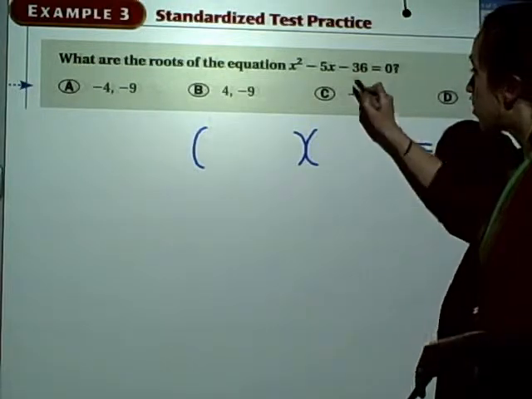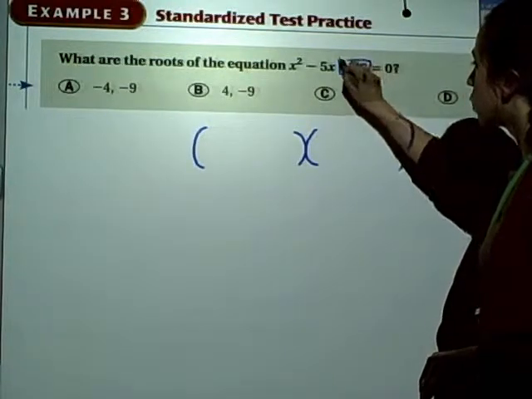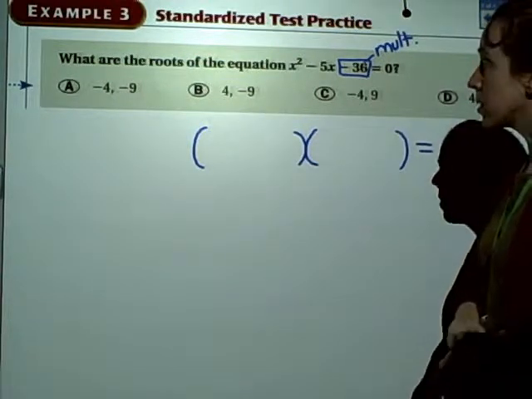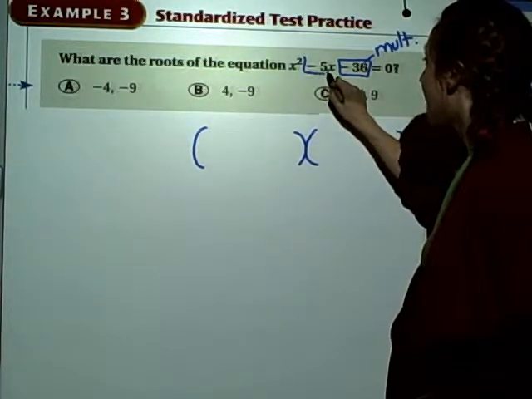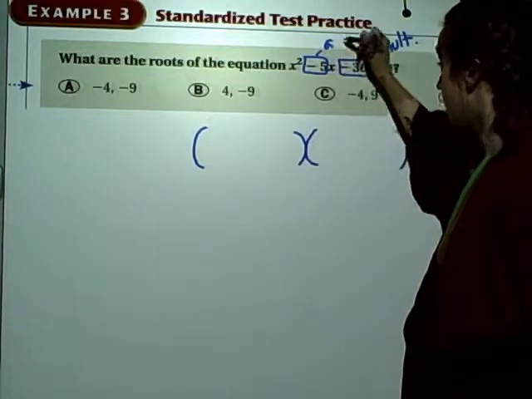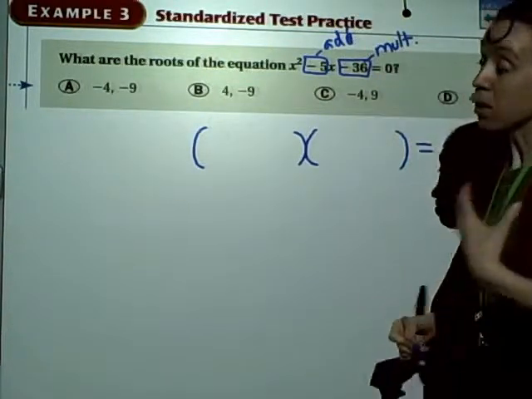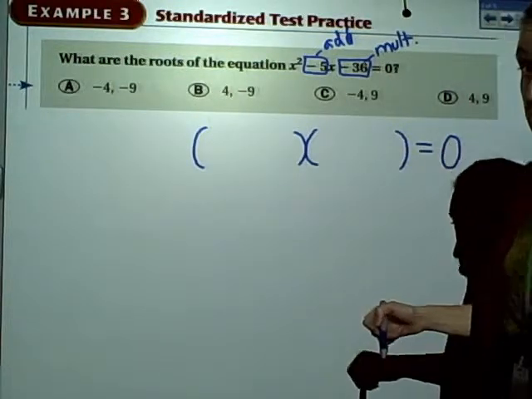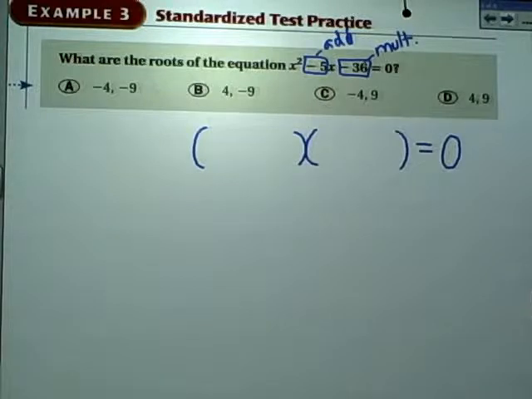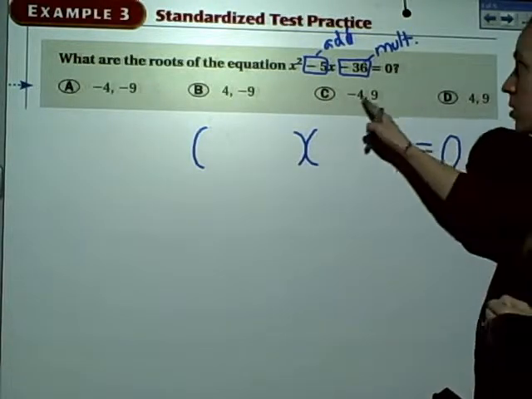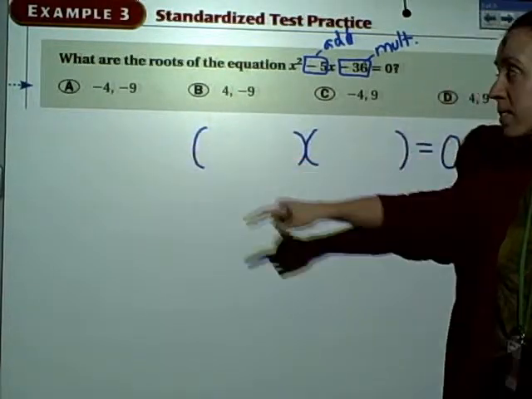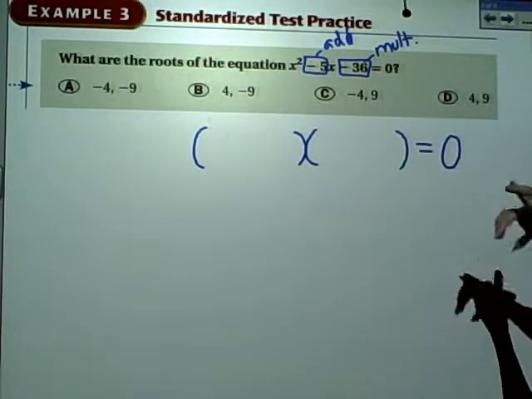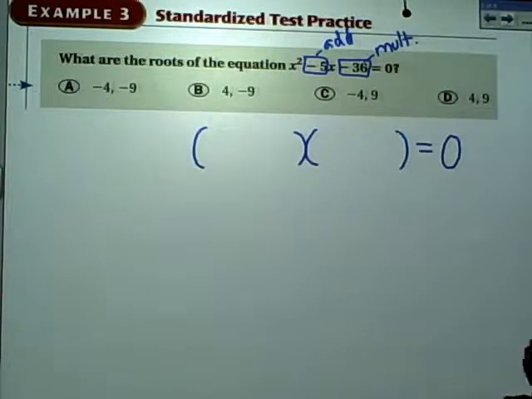So I'm going to ask myself, what two numbers will multiply to give me negative 36, but add to be negative 5 there? And I also notice this is a standardized test question, which means it is multiple choice. Yay, we like that, because we know right away these are all dealing with 4s and 9s. So am I going to spend time wasted and try and figure it out? No. I'm going to focus on 4 and 9. I know that's what it's going to be.